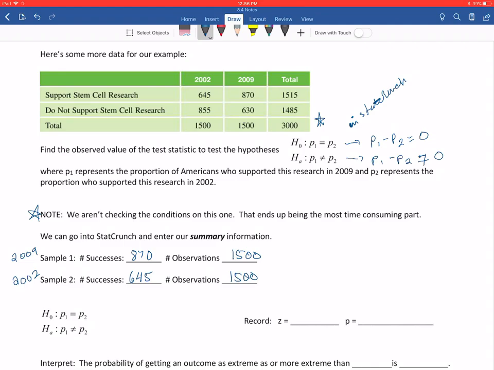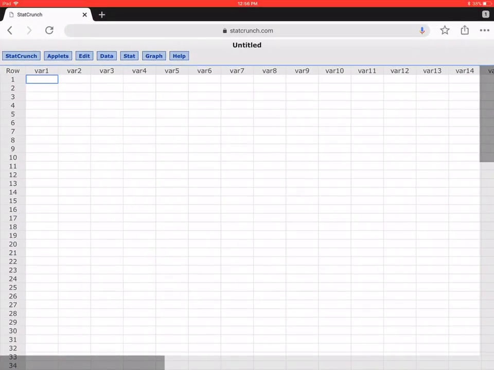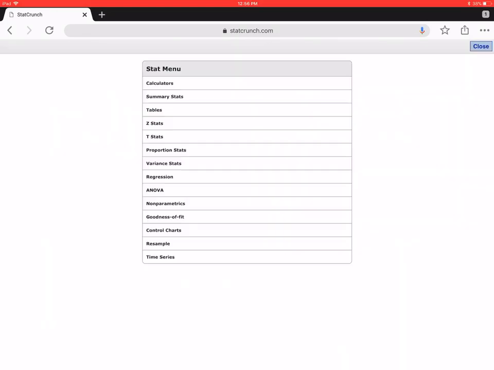So we're going to have to use that in our StatCrunch, and as another reminder, whenever you go in, your hypotheses are not going to look like this. They're going to look like P1 minus P2 equals 0, and P1 minus P2 does not equal 0. We're saying they're the same unless we can show enough evidence that they're different. And notice what we want to record. We want to record still that Z value and that P value. So I'm going to go ahead and flip over here.